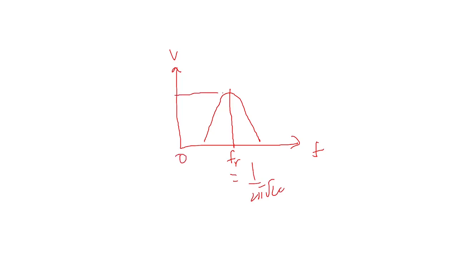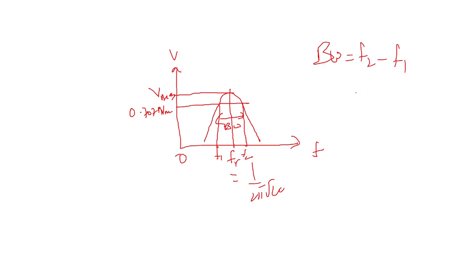This is the maximum voltage point Vmax, and then you can come back to 70.7% of maximum Vmax. Here you will get 2 points. This point you can take as F1, and this point as F2. F1 to F2 will be your bandwidth, so the bandwidth is equal to F2 minus F1. Then you can find out the quality factor, which is given as the resonant frequency upon bandwidth, which is nothing but FR upon F2 minus F1.